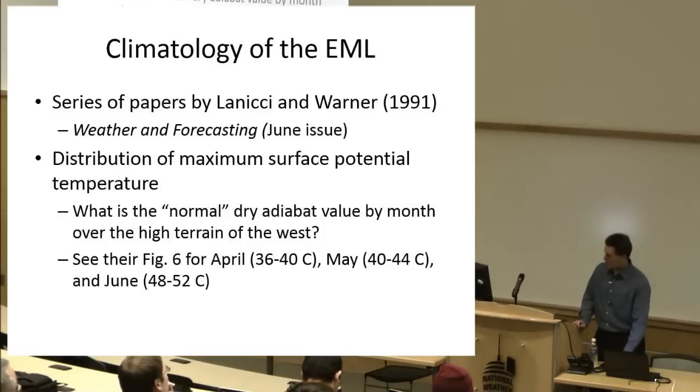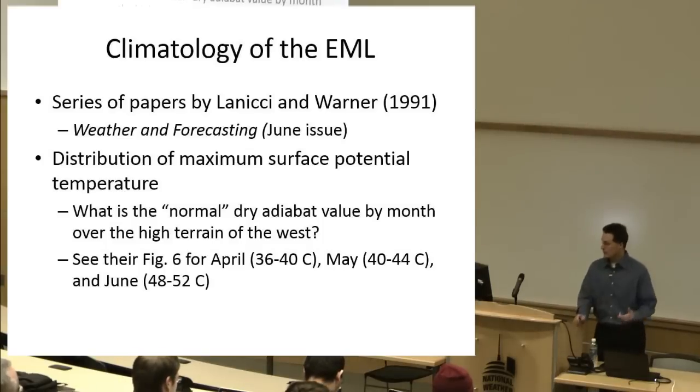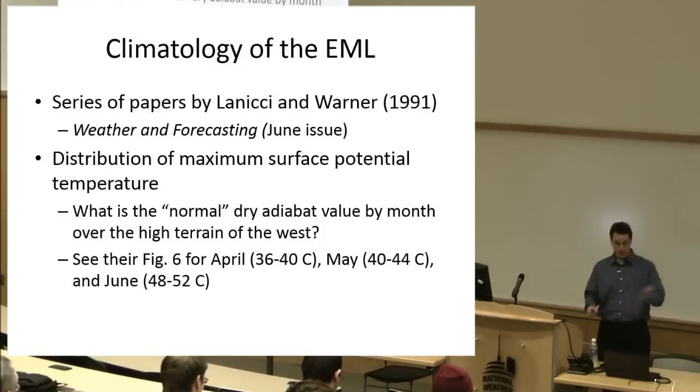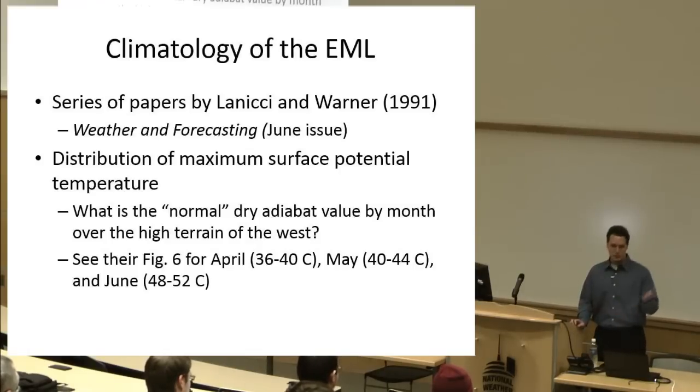It was probably the best climatology that I've seen. Now, the important thing here is I focus on their figure 6, where, when I talk about these potential temperature values, it's what's the value of a dry adiabat in that mixed layer? Because these are dry adiabatic layers, and what's the value of that dry adiabatic layer as we go from April to May to June? How much does it warm?